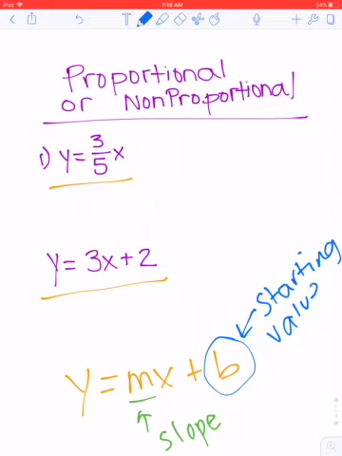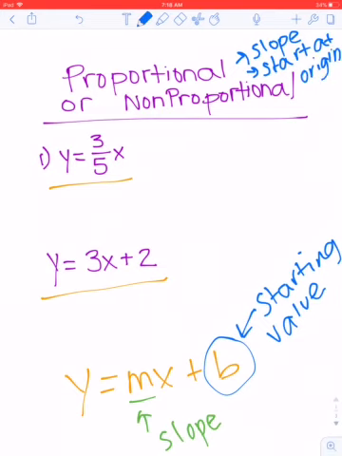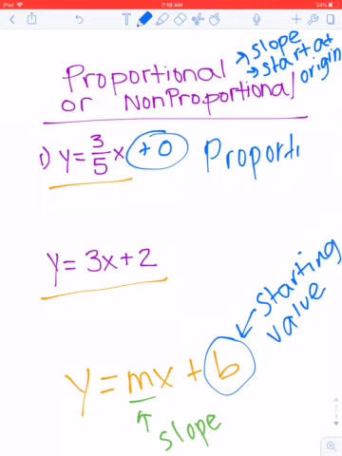Now, to be proportional, it has to go up at a constant rate, so it has to have a slope, and it also has to start at the origin, or go through the origin on a graph. So to start at the origin with an equation, our starting value would have to be 0. If I take a look at this first equation, y equals 3/5 x, there's no b value, which means it's the same thing as having a plus 0. So this one indeed would be proportional because it starts at 0.